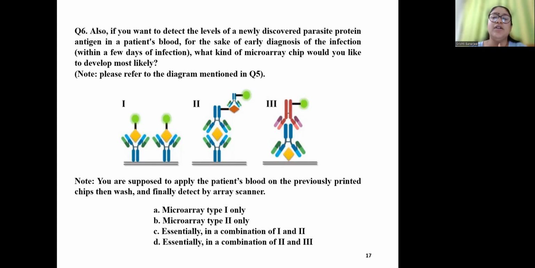So we are discussing protein microarray chips, and we have to design a microarray chip to detect an infection, most probably a parasite protein infection, from the patient's blood in an early pattern. So it has to be an early diagnosis. The question is, if you have these three kinds of protocols or designs, which type of design would you select?